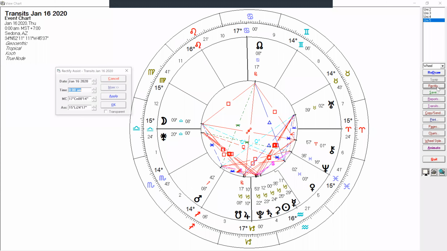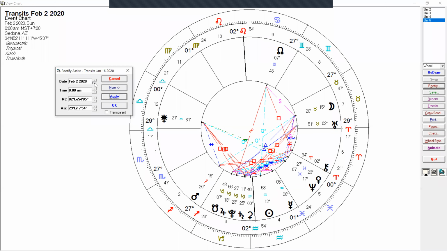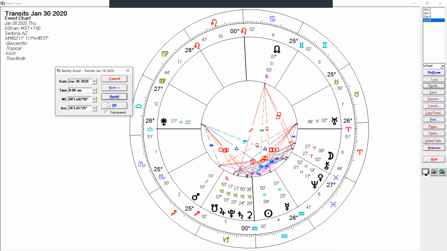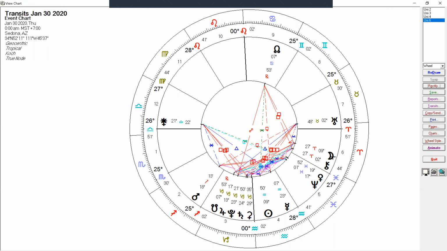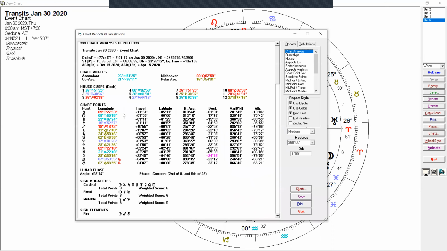Then if you go 2 weeks later, it's going to be early February. End of January. Here you have the moon square the nodes from the other end, Aries. You look at the reports again. Moon in Aries, -5 latitude.